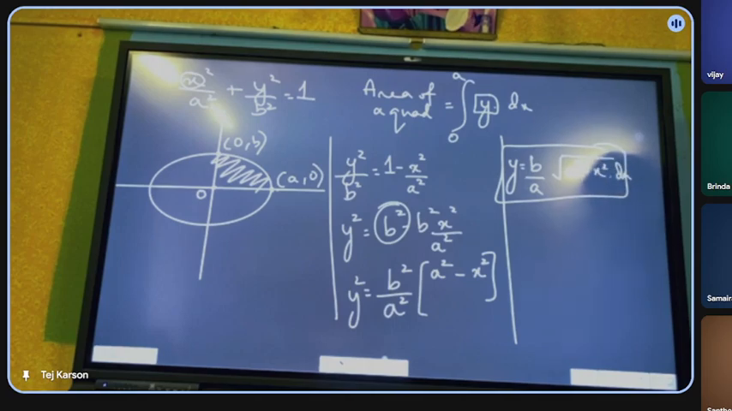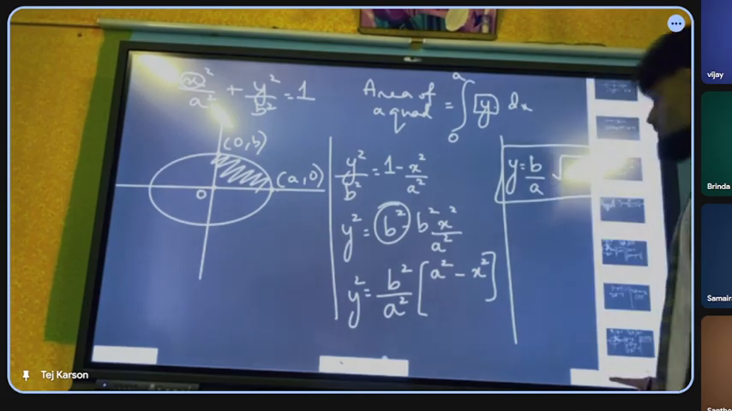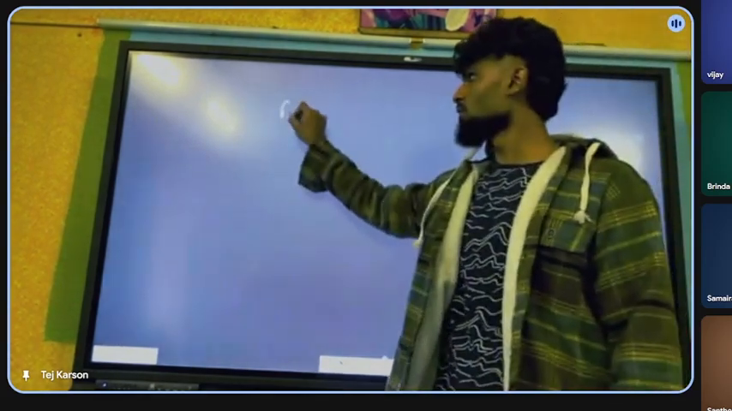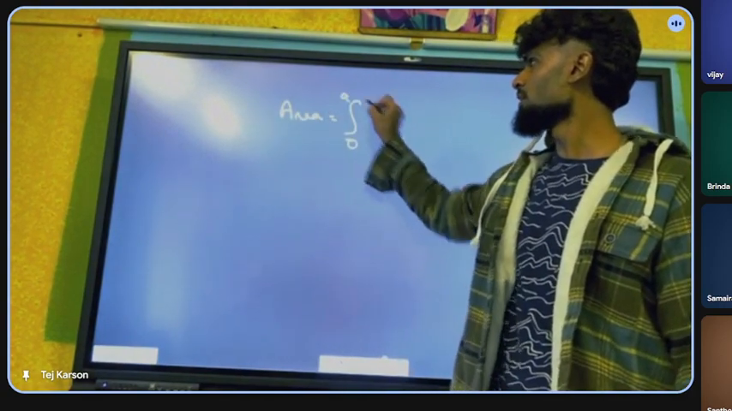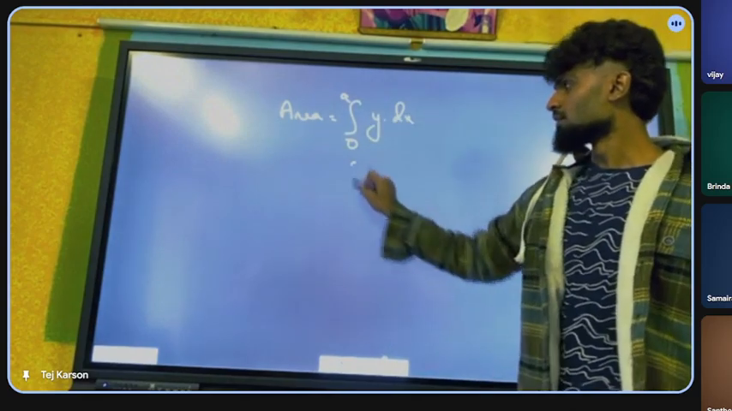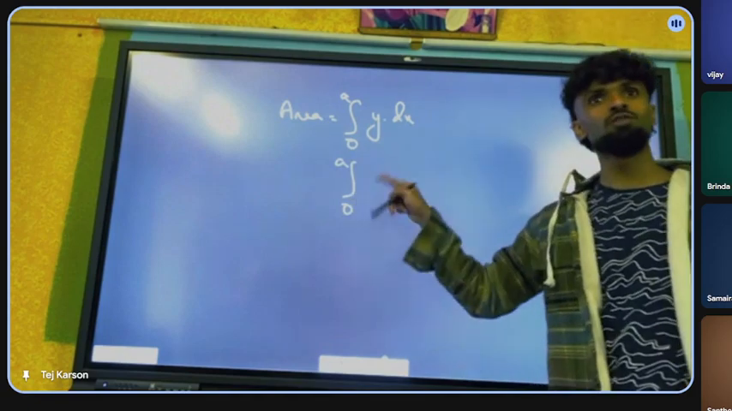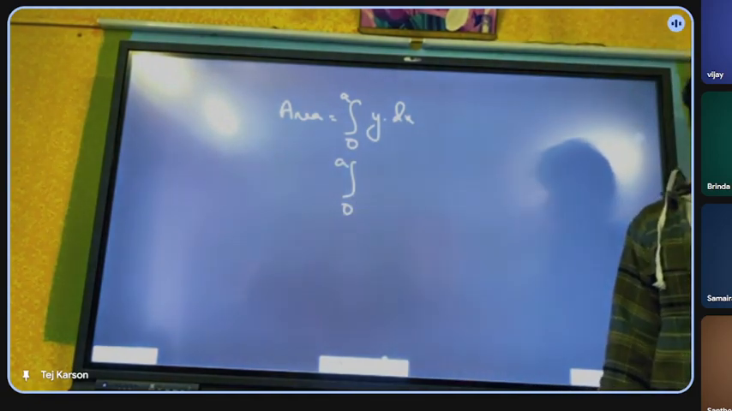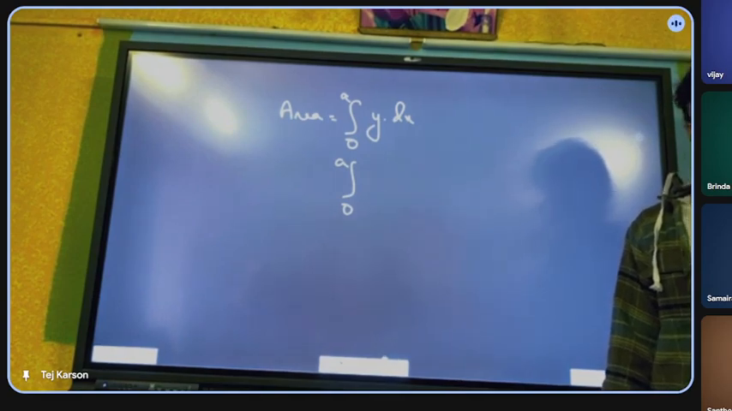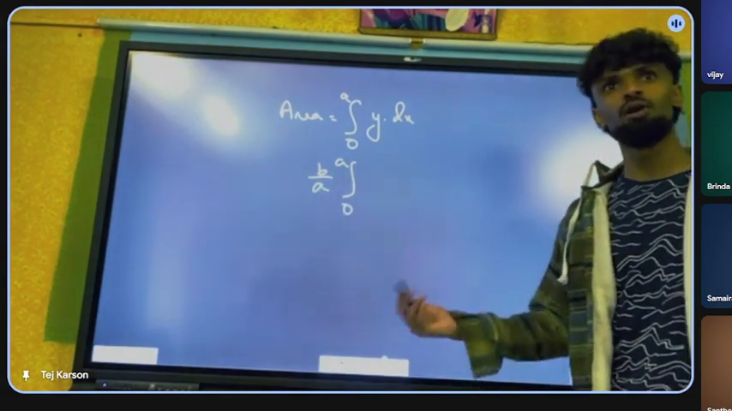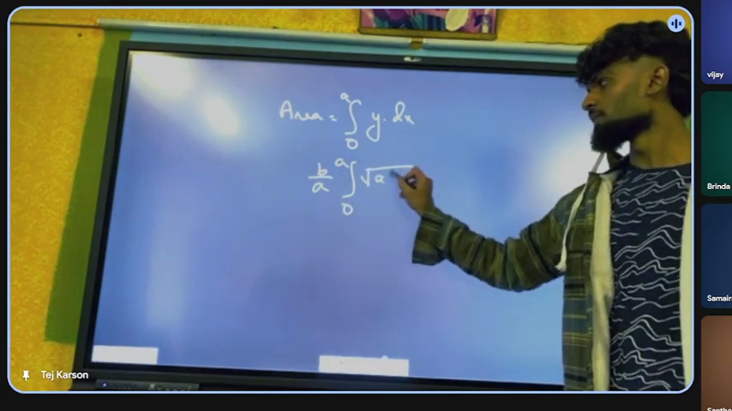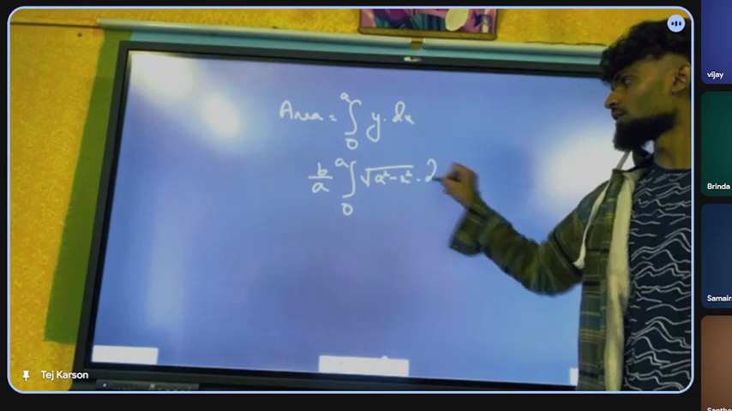I will solve. Now see, area of a point was integration from 0 to a y dx. What is the answer for y we got? b by a times root of a square minus x square. B and a both are constants. Rule number 1 of integration and differentiation is take them off. So you write b by a outside. Then what remains? Root of a square minus x square dx.